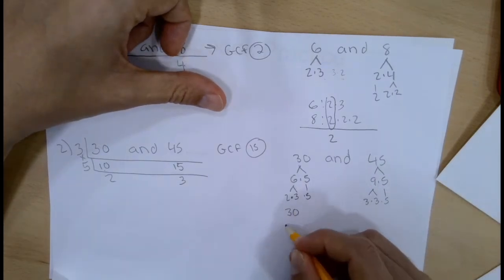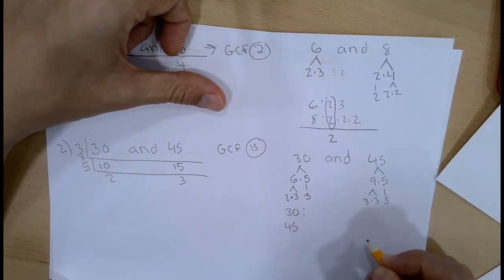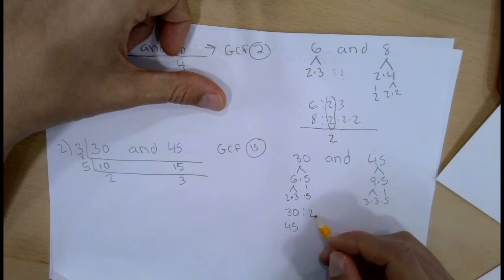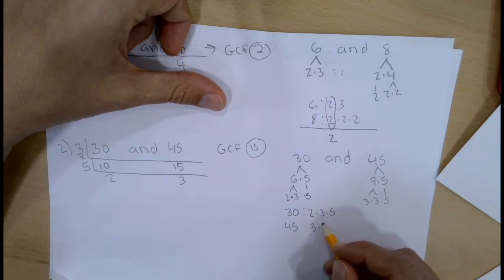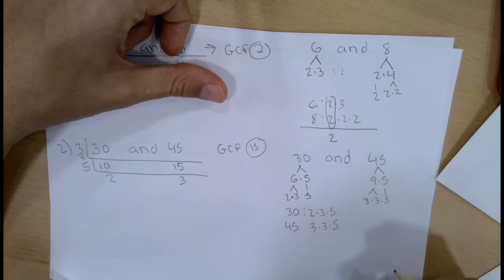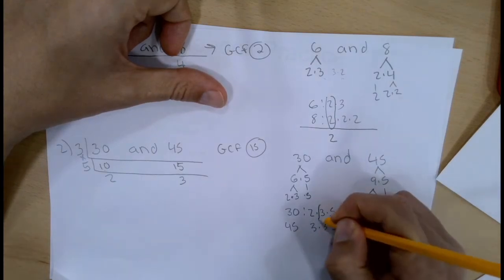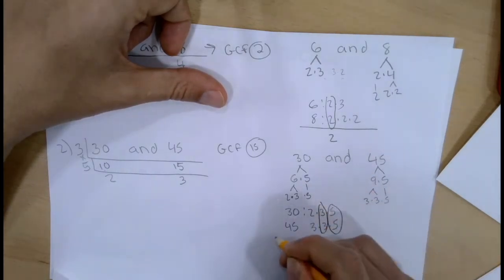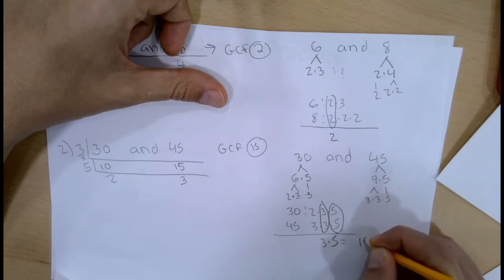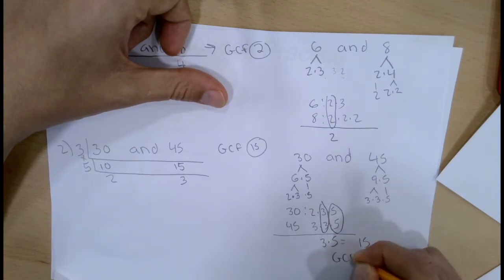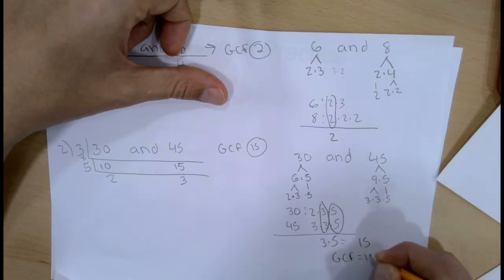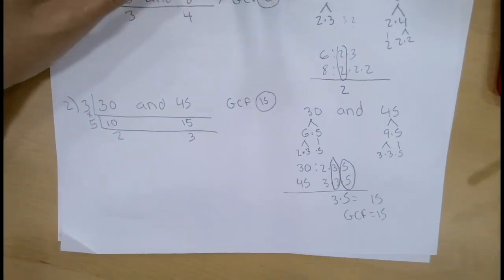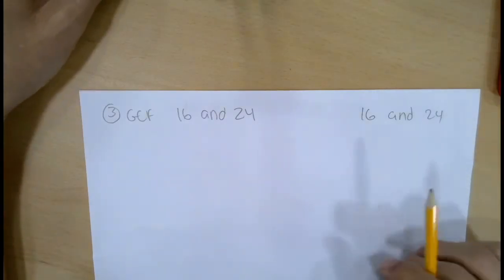I will list my numbers, and then I'll list the factors. It's important to put these in order. Okay, so 3, 3, and 5. I'm going to circle my 3's and my 5 here. I do 3 times 5, and my greatest common factor, like in the last question, is also 15. There we go. Okay, let's continue.